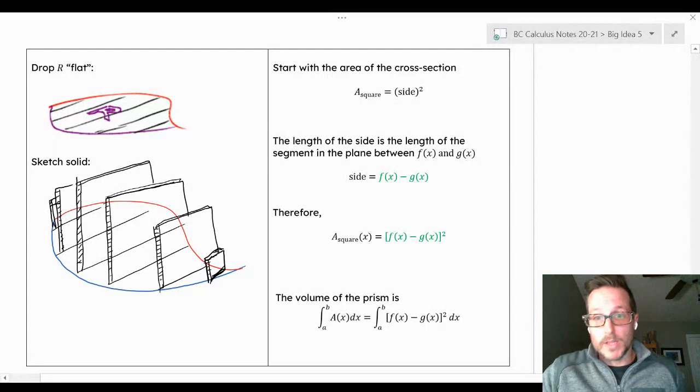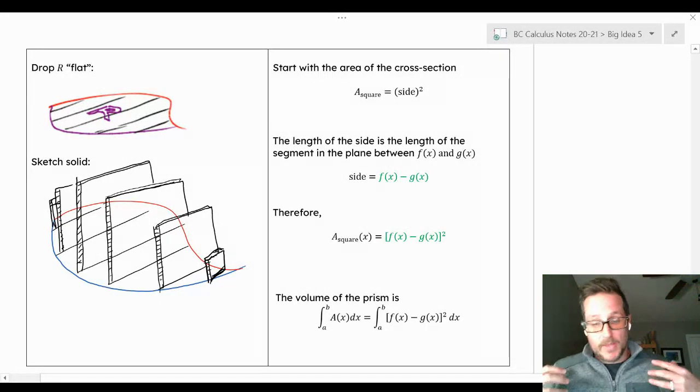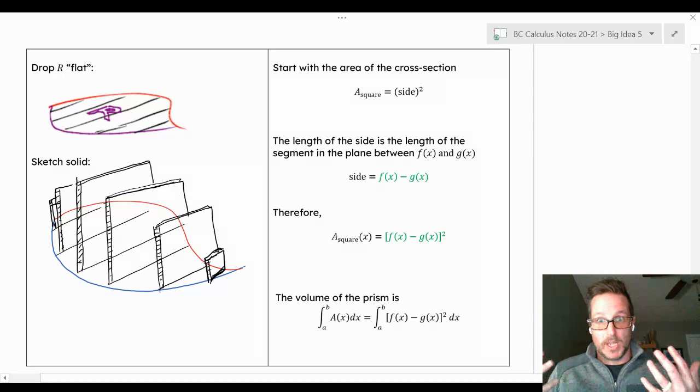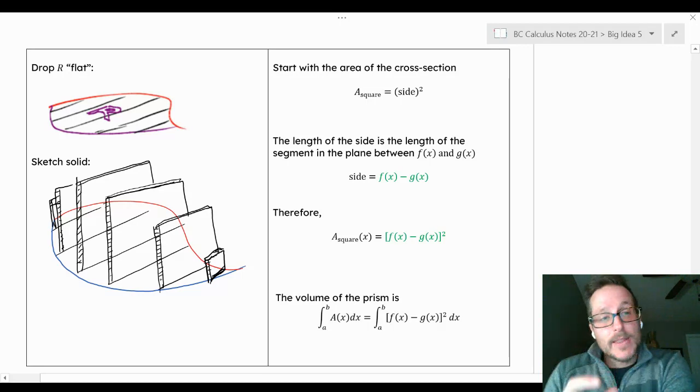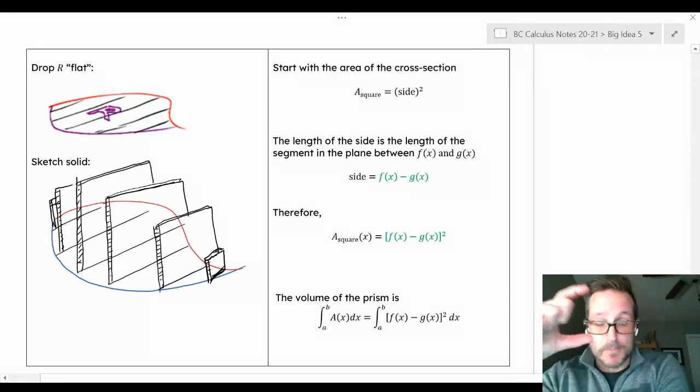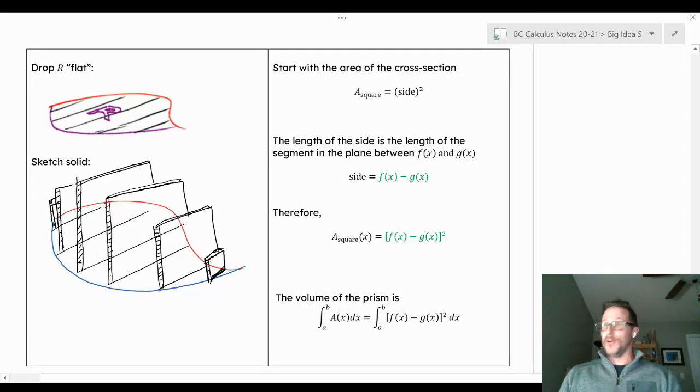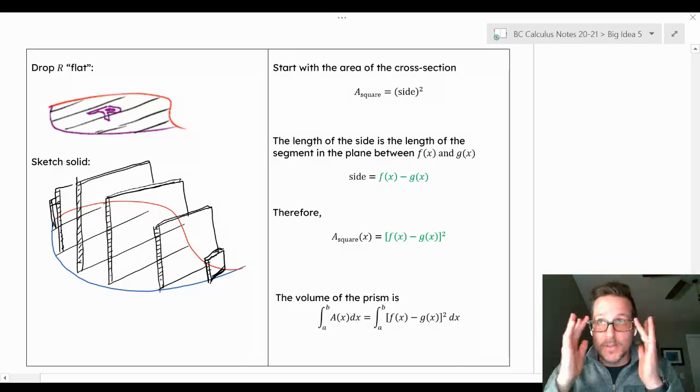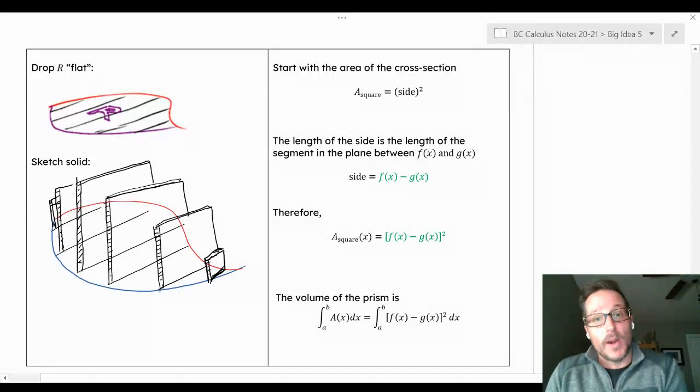Well, we're going to start with the area of the cross section. And since that is a square, we just need side squared. Okay, well, what's the length of the side? The length of the side is the length of that distance between the function on top and the function on the bottom. Where have I heard that before? The side length is f of x minus g of x. That's all. The area of the square in terms of x is the quantity f of x minus g of x squared. Okay, we just pop that into the integral.